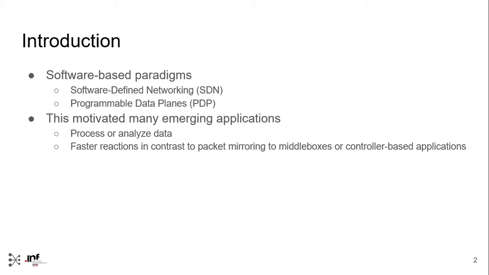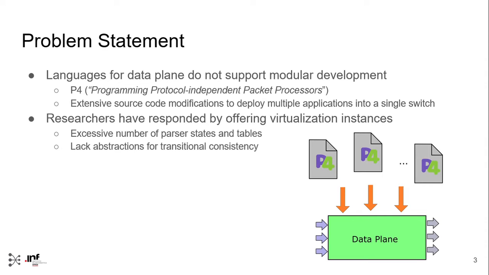Firstly, software-defined networking decouples the control logic from the data plane device. More recently, programmable data planes enable us to rewrite the behavior of forwarding devices using software. This motivated many emerging applications to write programs for the data plane to process and analyze data, which enables faster reactions in contrast to mirror-based intermediate blocks or controller-based applications, which were a common approach for software-defined networks.